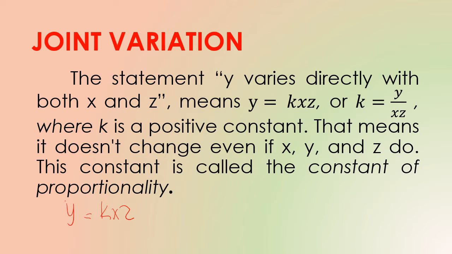So, paano nakuha si k? So, since we have y is equal to kxz, so k lang ang kailangan para mawala yung katabi ni k, syempre, a division property of equality. So, divide by xz. So, k is equals to y over xz. So, ganun lang siya kadali nakuha.